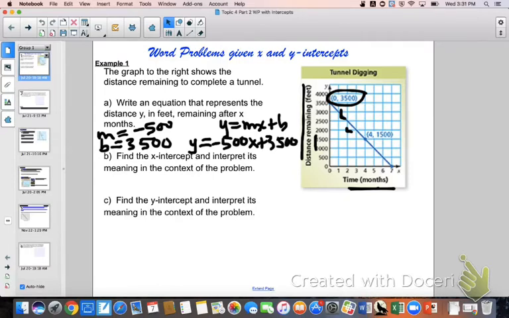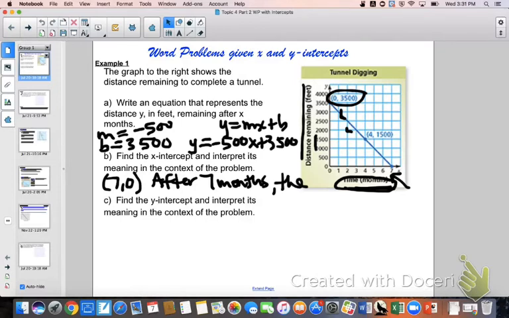Find the x-intercept and interpret its meaning in the context of the problem. It's very helpful when you are interpreting the meaning to know that x stands for the number of months. So that x-intercept is right there. That is the point (7, 0). So what does that mean? 7 is the number of months, and 0 is the distance remaining in feet. So after 7 months, there are 0 feet remaining. So after 7 months, the tunnel is complete.